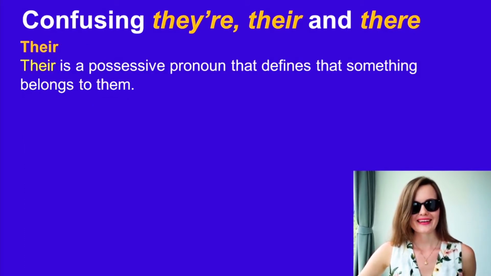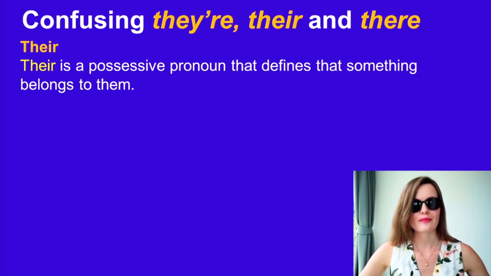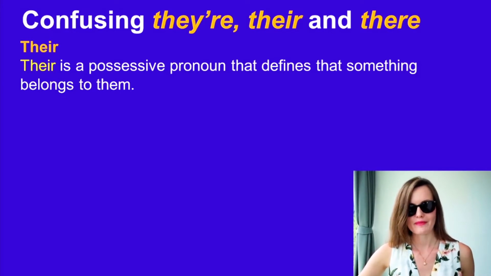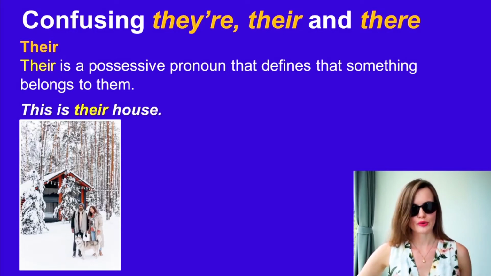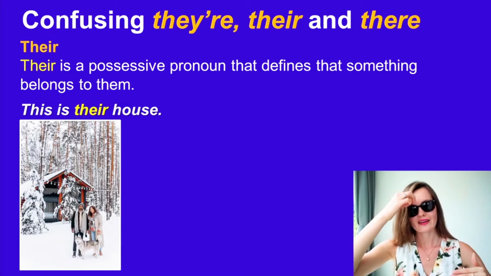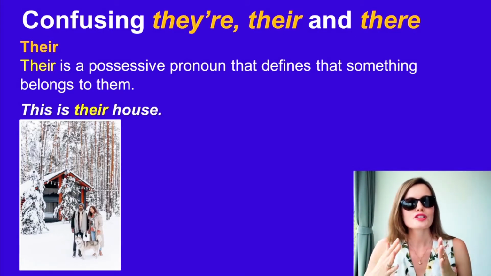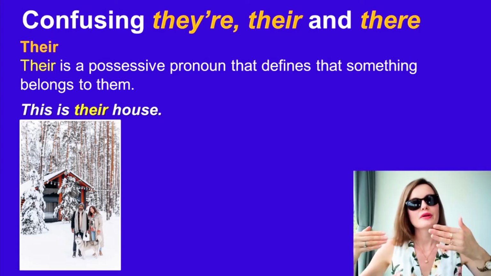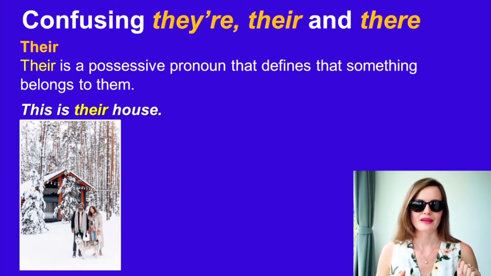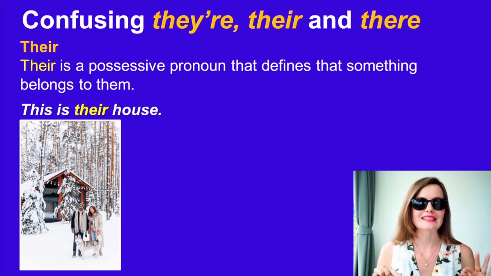The other, their, is a possessive pronoun that defines that something belongs to them. For example, this is their house. This their we use when we want to say that something belongs to them. As in our example, this house belongs to them. In this case, we use their, which is spelled T-H-E-I-R.